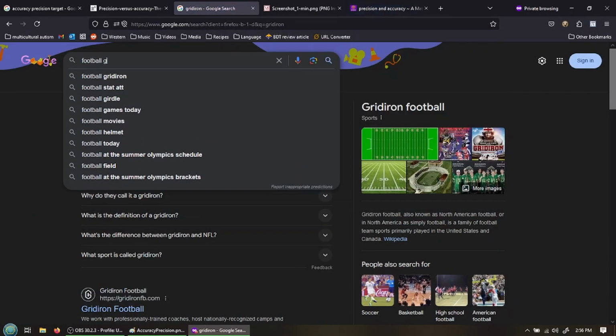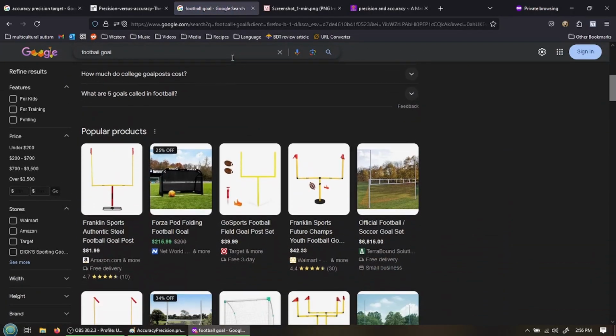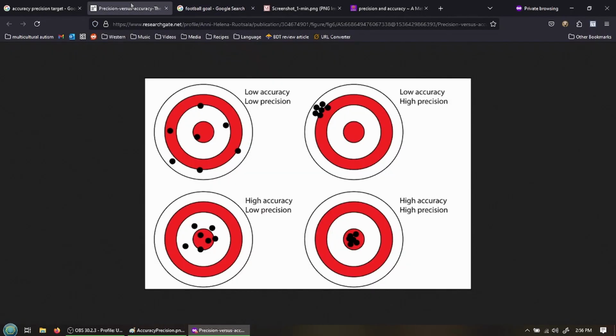I'm not even going to cut this out. I'm not embarrassed about this at all. The goal post, good Lord, that's what it's called. That's where the phrase comes from.